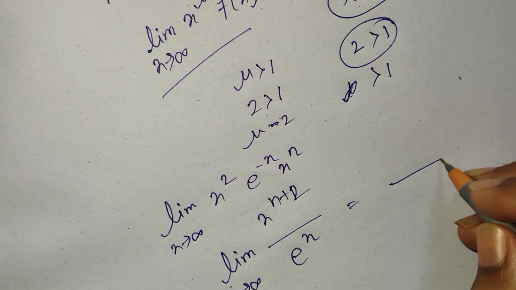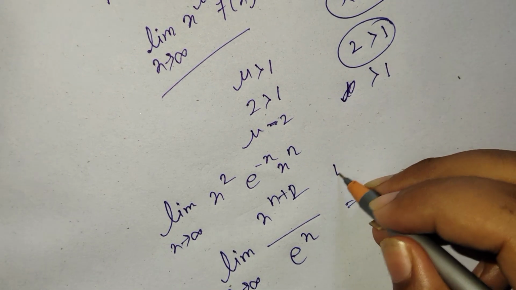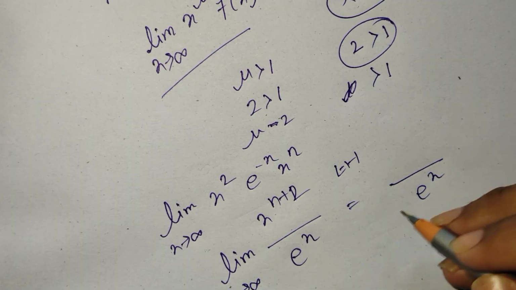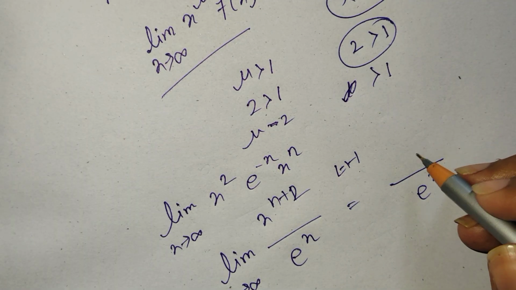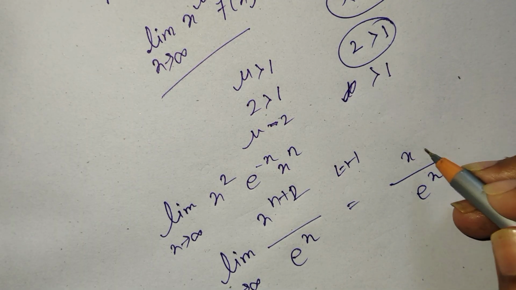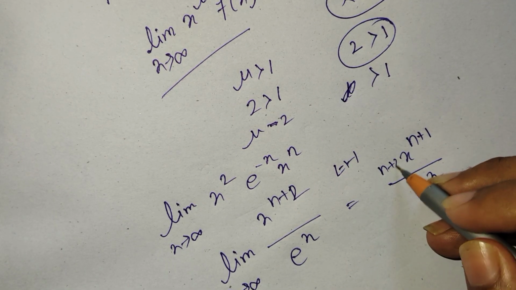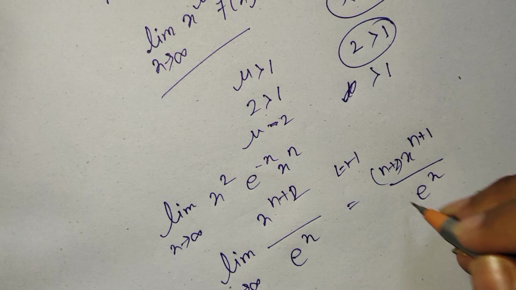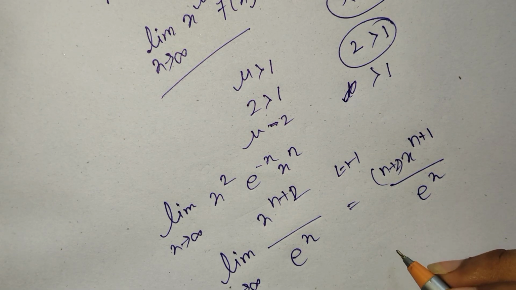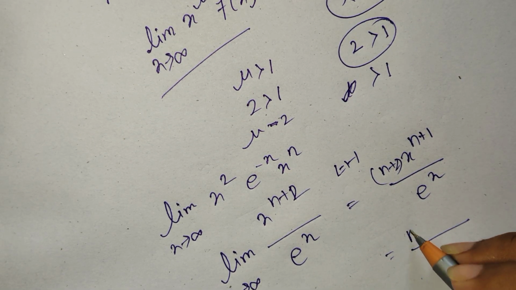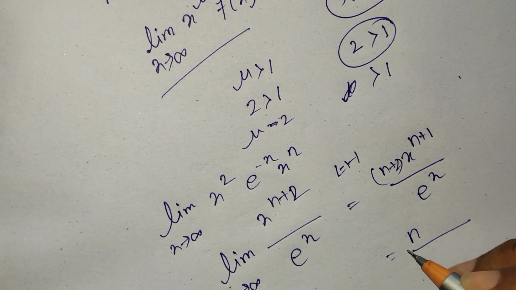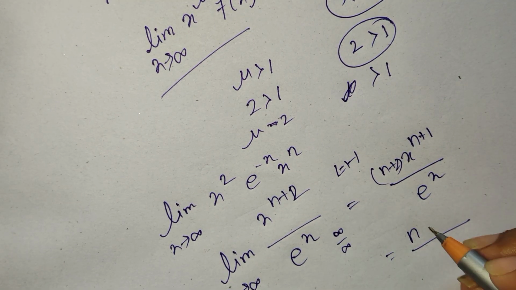Now you can see this is e to the power x. If we are using L'Hospital's rule, simple L'Hospital's rule. However, now you can see this is x to the power n plus 1 into n plus 2. Right, this will happen. Again, if we are using L'Hospital's rule, because we can see this is basically infinity by infinity format, right? Infinity by infinity format.